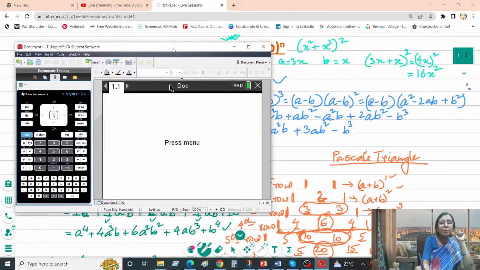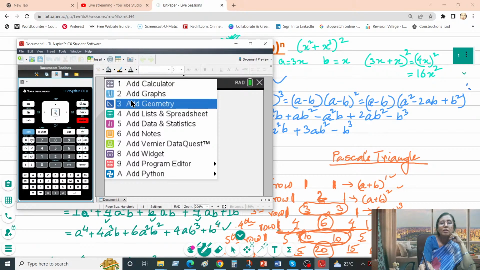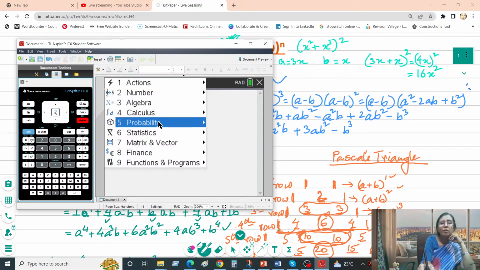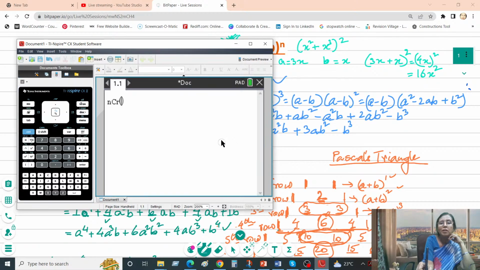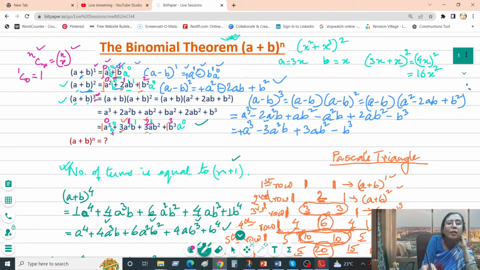So this is the TI Nspire calculator, and I am going to menu, add calculator, menu, probability, combinations, nCr, you see, 1 comma 0. Enter. See, it is 1. We are having the numerical coefficient as 1.